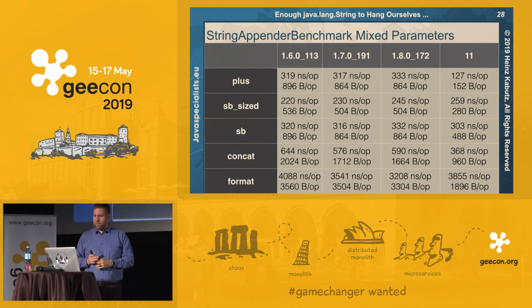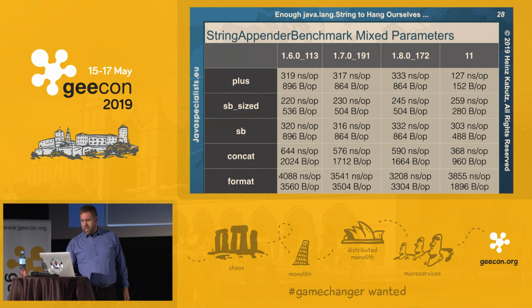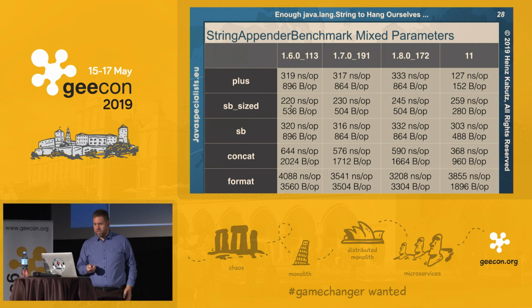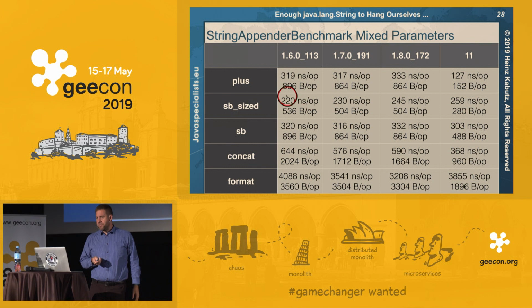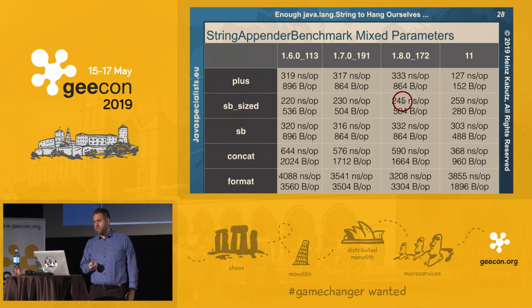And you can see here that in Java from Java 1 to 6 up to Java 8, the fastest was the string buffer sized. So if you pre-sized the StringBuffer or StringBuilder, then it used the least bytes, and it also was the fastest.